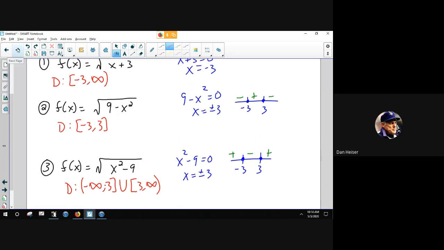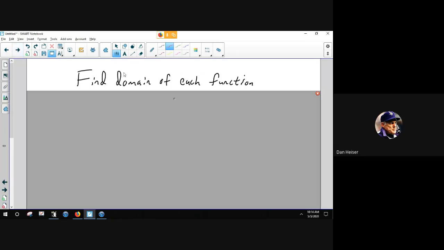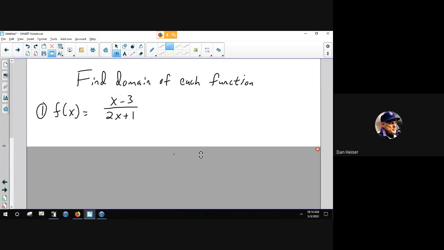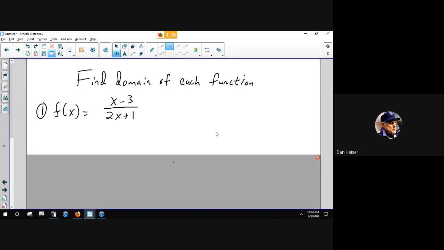A few more examples. Let's look at some rationals here. We have no square roots in this one, but we have a variable in the denominator. We know that the denominator cannot equal 0. So let's find the value that makes it 0. It's negative 1/2. We cannot have x be negative 1/2. That's the only number that fails.